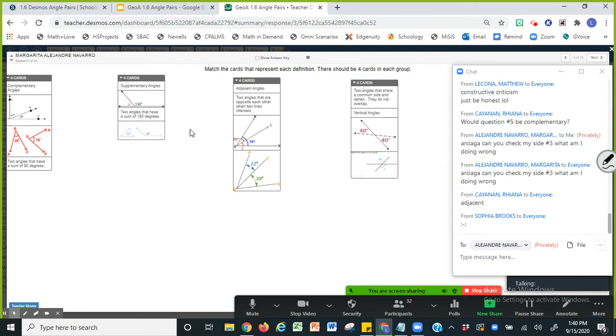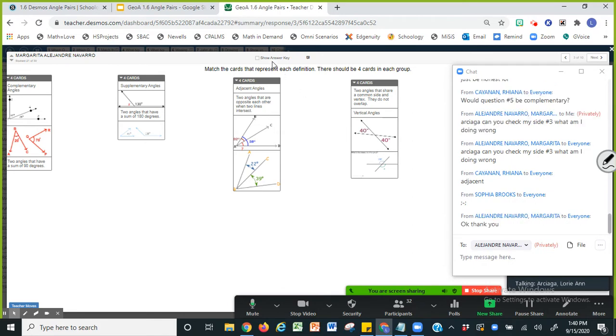Adjacent. Okay. Complementary 90, supplementary 180, and then adjacent that are opposite each other. It's the definition, Maggie, of adjacent and vertical. So when two lines intersect like this, that's for vertical. So switch them around, honey.